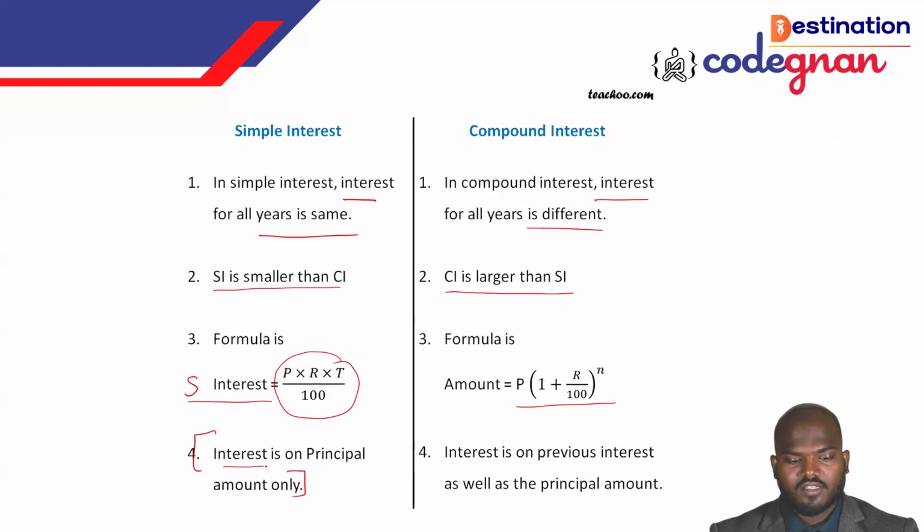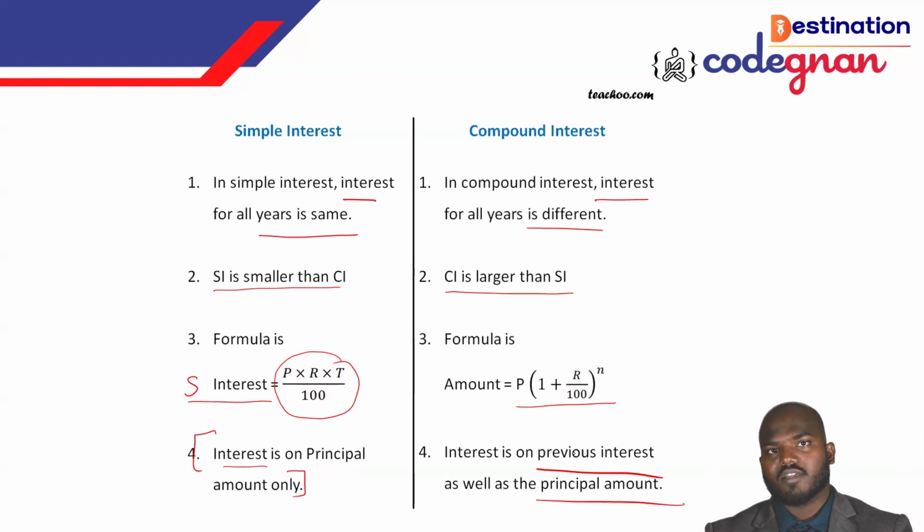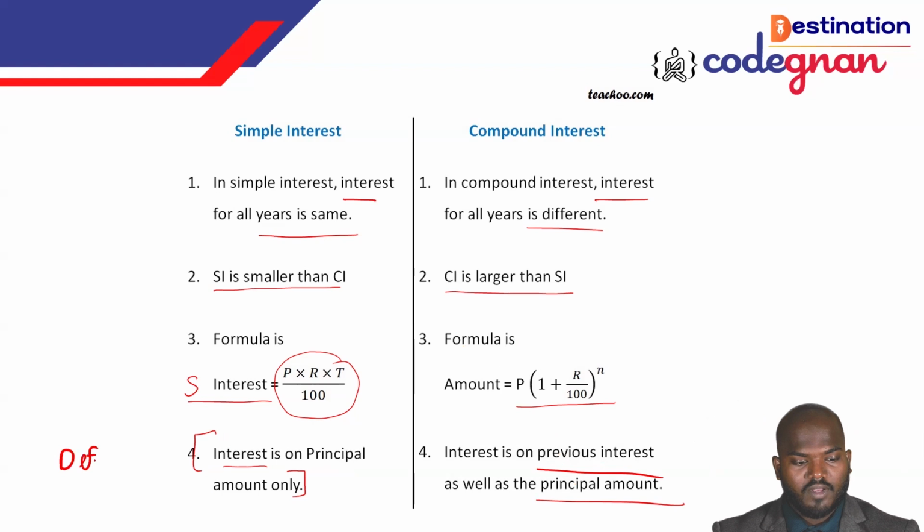So here, the interest is calculated on the principal amount only. Coming to the compound interest definition, they say that the interest is calculated on the previous interest as well as the principal amount. So interest plus principal amount, we can call it compound interest. That's the major difference. If someone asks for the definition of simple and compound interest, we can say it like this. This is a very good explanation I can give you.